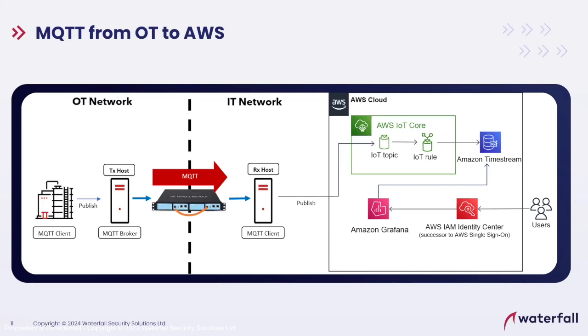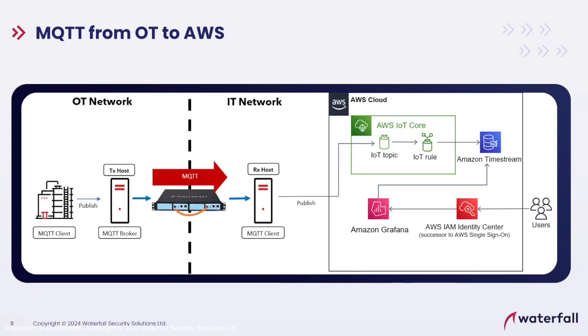AWS has a component, they call it the IoT Core, which is actually a fully functioning MQTT broker that you can send messages to. And once those messages, this data, is in the cloud, you can then use the data for any further processing.